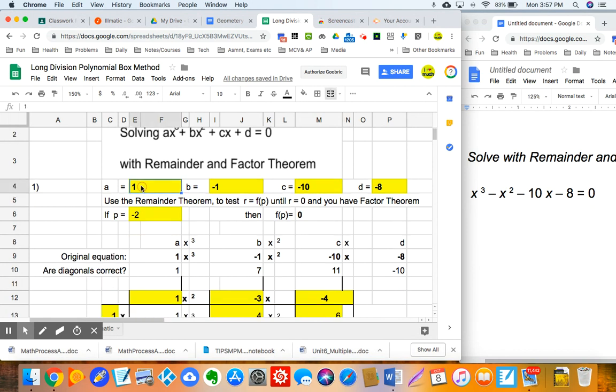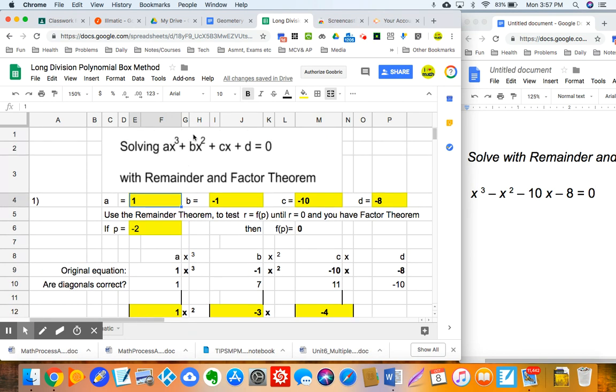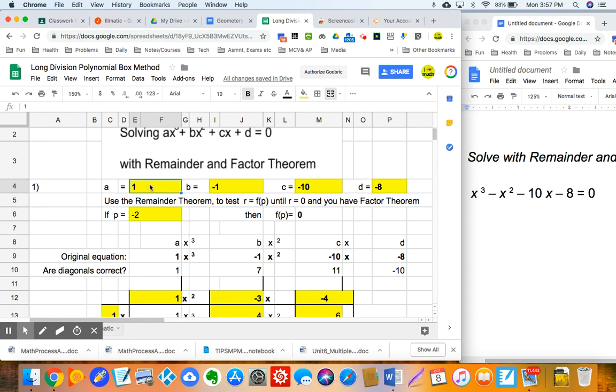Moving over to this spreadsheet, which I'm going to post a link to on our Google Classroom, you can see I put the coefficients in. Up here it's ax cubed, bx squared, cx, and d equals 0. So a equals 1 because it's x cubed. b is negative 1 because it's negative x squared. c is negative 10 because it's negative 10x, and the constant is negative 8, therefore d is negative 8.